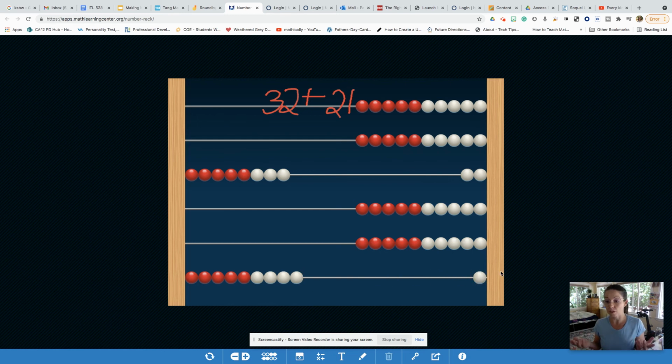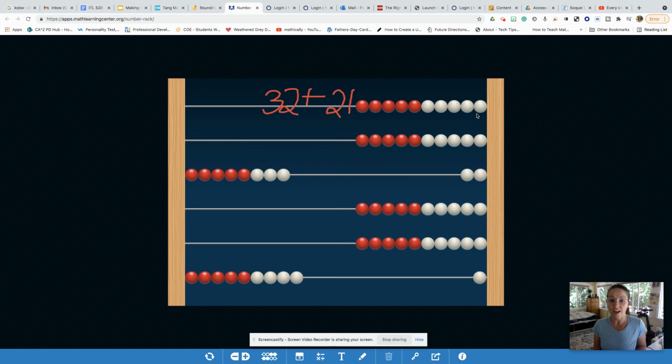Notice while I was doing that, you might have thought, aha, by using that visual model, I'm also establishing an understanding of place value, which can be challenging for students if they haven't had any of those experiences actually decomposing or breaking apart a number. All right, so we looked at it from addition.